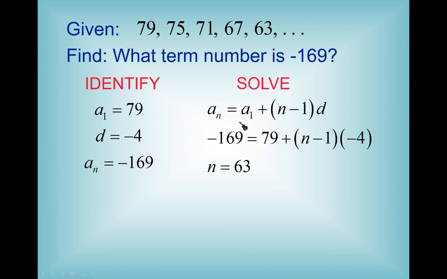So, simple lang. Substitute pa rin natin sa formula. A sub n is equal to a sub 1 plus n minus 1 times d. So, a sub n, negative 169, is equal to 79, ayun po, plus n minus 1 times negative 4. So, simplify lang natin. Ilipat ko sa kabilang side.